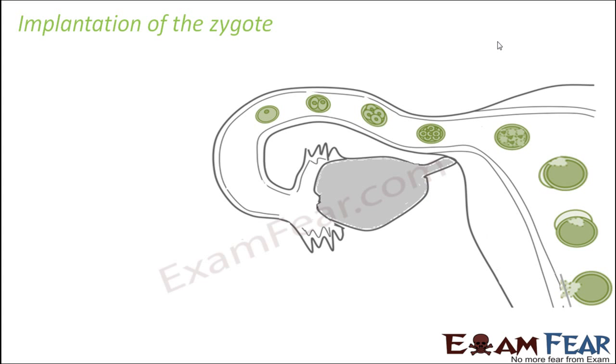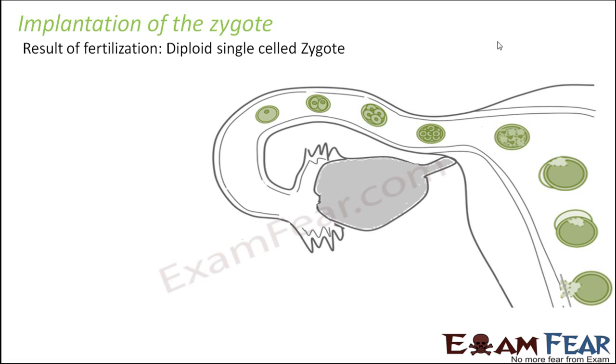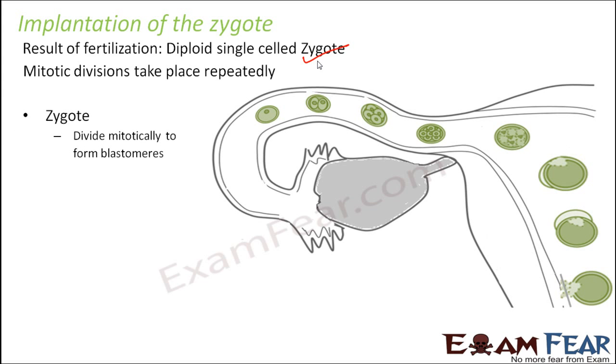So, implantation of zygote. As we saw, the result of fertilization is a single cell diploid zygote. Till here we have already discussed. Now let us see what happens to this diploid single zygote. Mitotic divisions take place repeatedly. The zygote divides mitotically to form blastomeres.